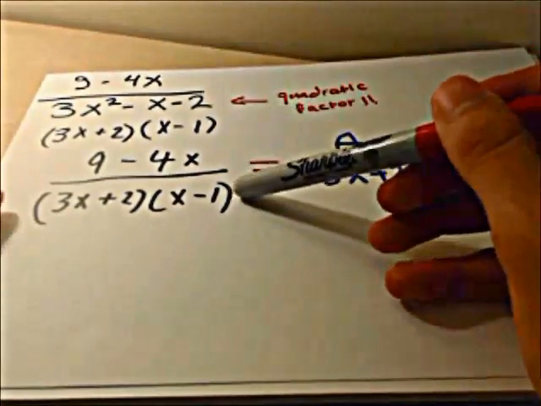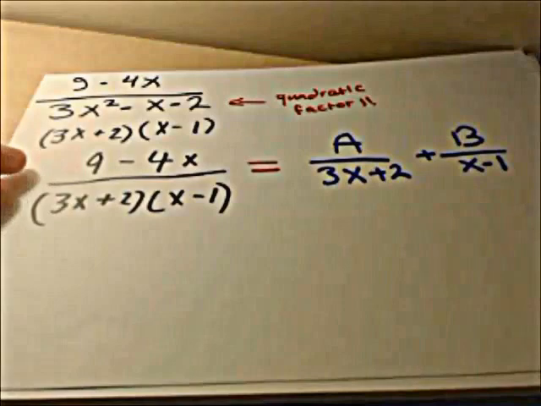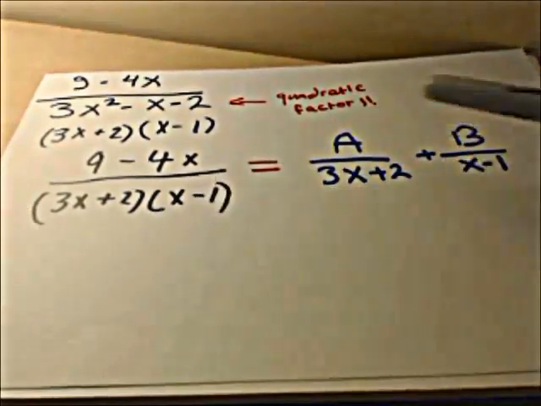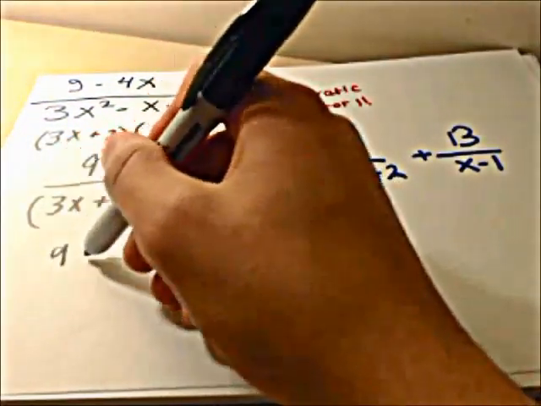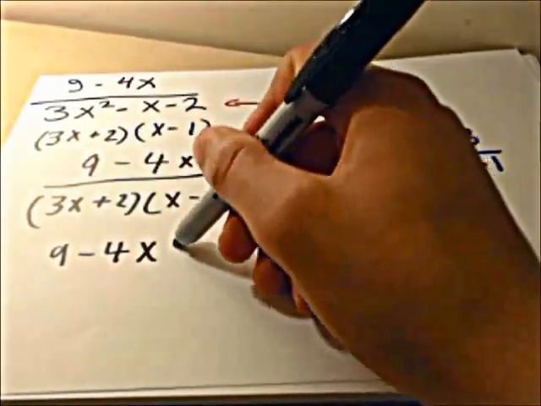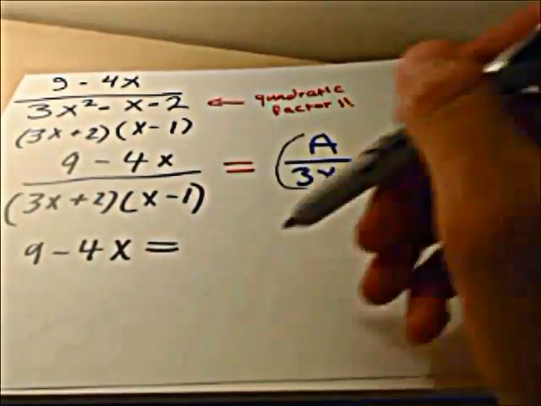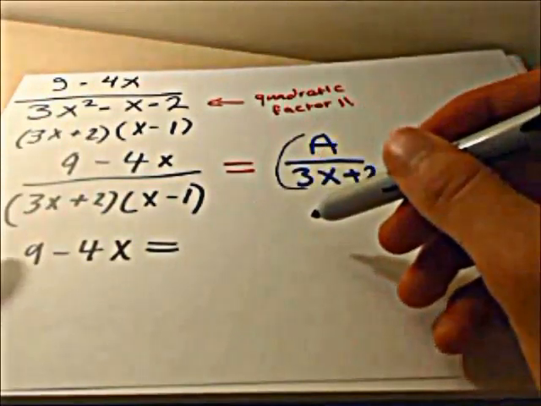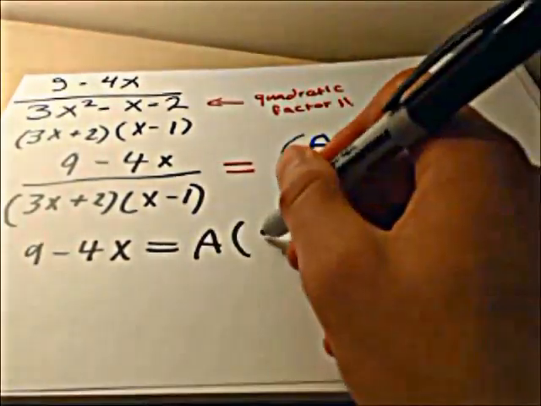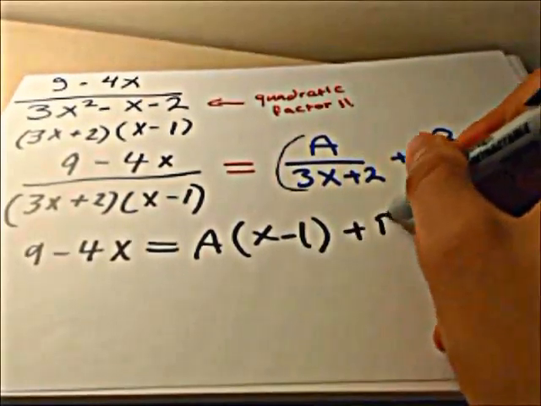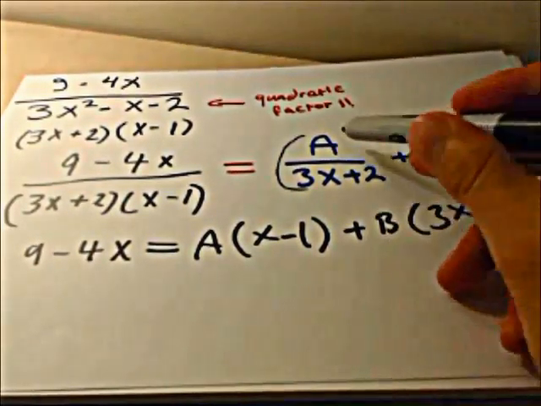There are a few different ways to solve this, but what I like to do is simply multiply both sides by whatever is in the denominator. After we multiply, obviously we get rid of the denominators, so on the left side we're left with 9 - 4x. We multiply both sides by the denominator to obtain the equation from which to find A and B. We're left with A(x - 1) + B(3x + 2). So each one is multiplied by the other denominator.